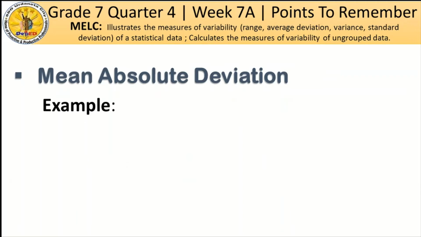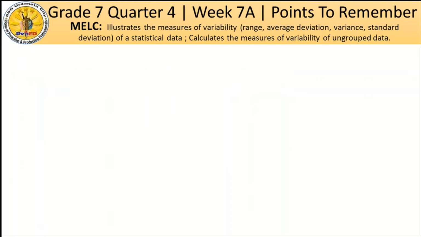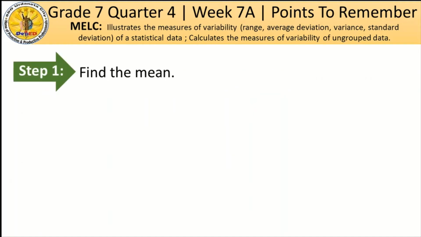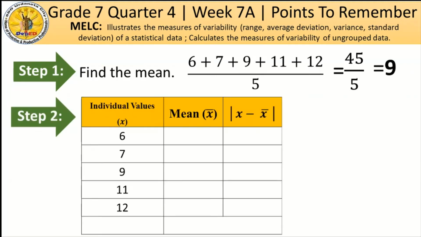Now let's try an example. Let us determine the mean absolute deviation of 6, 7, 9, 11, and 12. So to do this, let's follow the step-by-step procedure. Step 1. Let's find the mean. So, 6 plus 7 plus 9 plus 11 plus 12 all over 5 is equal to 45 over 5. So 45 divided by 5, the result is 9.